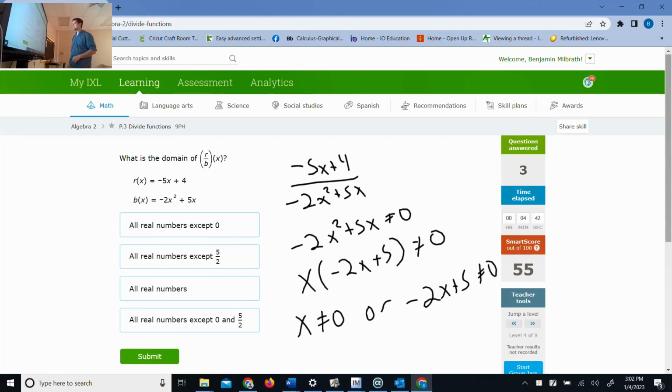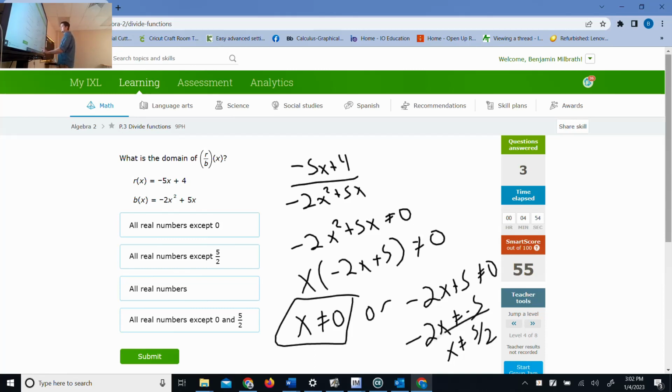One of the two. If I subtract my 5, negative 2x is not negative 5. Divide by my negative 2, x is not 5/2. So on this one, I had two things I couldn't be.